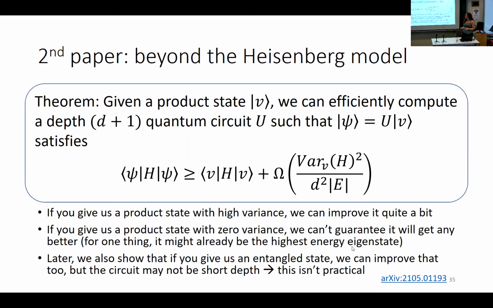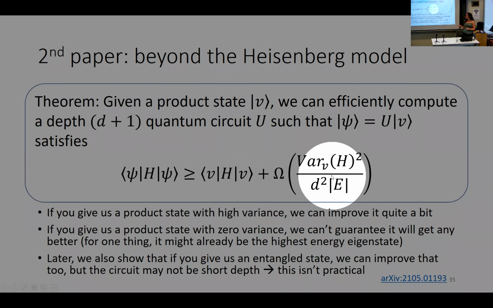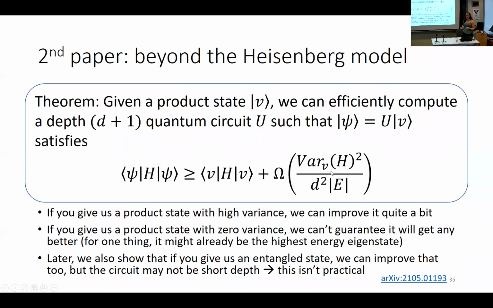So what we show is that if you give us a product state, then we can apply a short depth quantum circuit that will improve your product state by an amount proportional to the variance of that product state. What does that mean? That means if you give us a product state that is already an eigenvector of your Hamiltonian, I can't promise that I'll improve it. For one thing, it might be the best eigenvector, so obviously I wouldn't be able to improve that. Conversely, if you give us a product state that's really, really bad, I'm more confident I can improve it a lot. So hopefully that makes some sense.